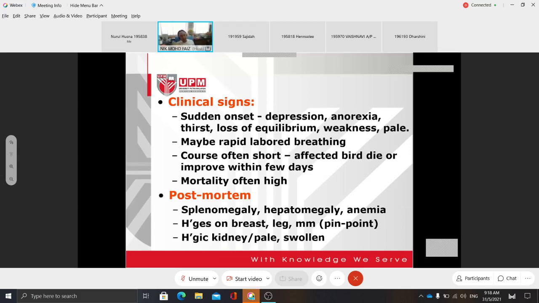For postmortem findings, if you do a postmortem on these birds affected with leucocytozoonosis, you'll see signs of splenomegaly, hepatomegaly, and anemia. One of the characteristics is hemorrhages on the breast muscle, leg muscle, and mucosa. They are pinpoint hemorrhages. And one of them, I would say quite pathognomonic, is the hemorrhagic kidney. Okay, it's a very typical sign: the kidney becomes pale and swollen.